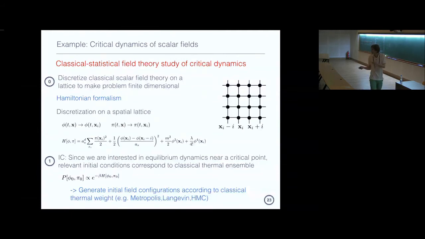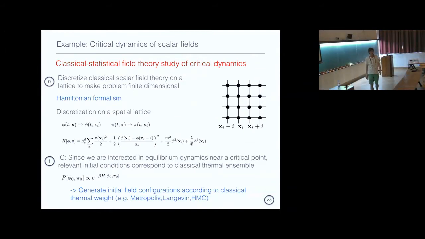This is indeed very similar to the way you would generate configurations in lattice QCD. You can generate these initial field configurations satisfying this classical thermal distribution using, for instance, the standard Metropolis algorithm, or you can do Langevin dynamics or hybrid Monte Carlo. It really doesn't matter. They're simple algorithms to generate your thermal initial state configuration. So that in principle summarizes everything you need to do statics.